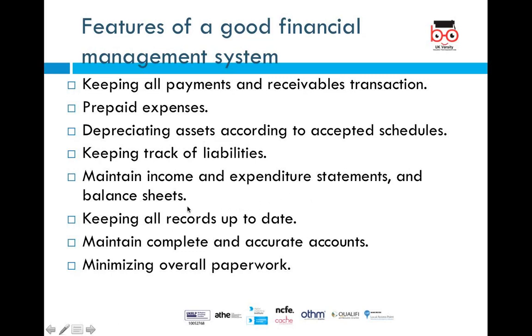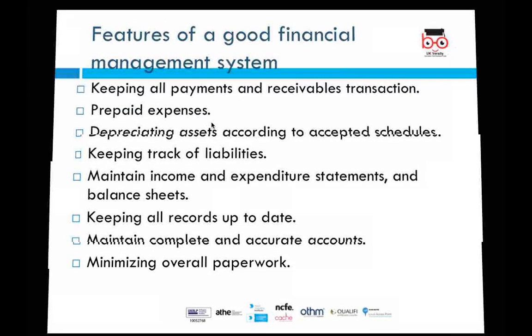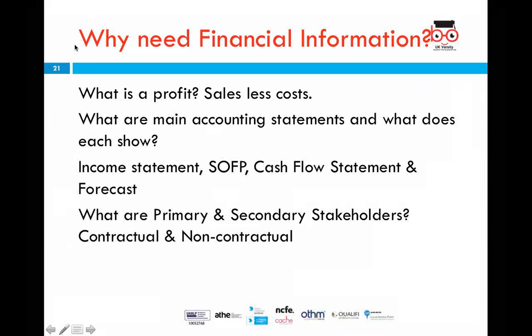That's income statements for the profit and loss account and the balance sheet. Those are the main aspects of financial reporting. And they keep all records up to date, maintain complete and accurate accounts, and minimize overall paperwork. So these are the things a good financial management system can produce, along with its features and characteristics. We need financial information because a business is always heading for profit, because when we have revenue or sales and then deduct the cost, we get a profit.